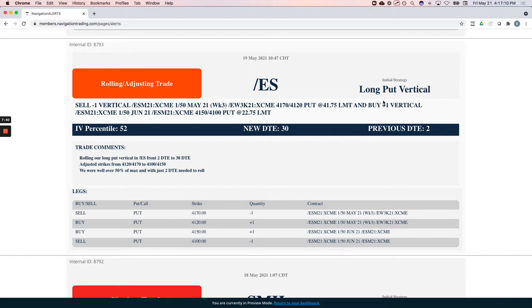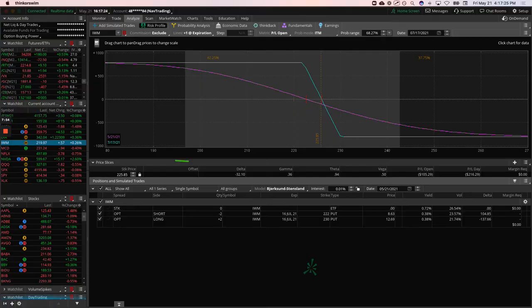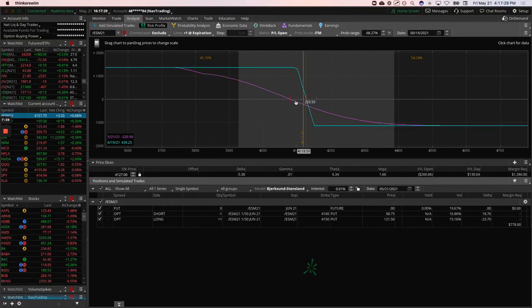ES, long put vertical, rolled this one. We were well over 50% of max based on the downside. We just had 2 days to expiration, so we wanted to roll that out, adjusted the strikes appropriately, and rolled this one to 30 DTE. So again, just diversifying our durations here. If we take a look at ES, this has moved up since we did that roll, so just outside of our range. So holding this for that short delta exposure.